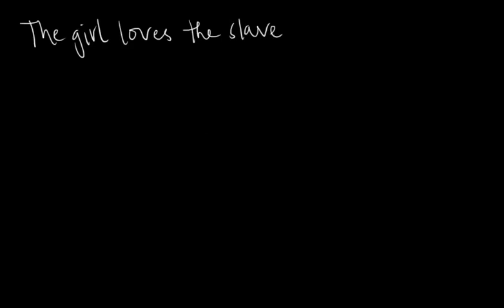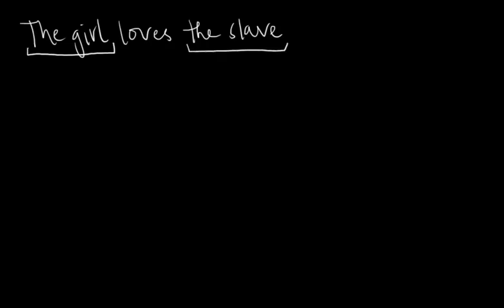So let's have the girl loves the slave. Now we're going to use some sort of Latin-y vocabulary. You know, that makes it easier to translate in a couple of minutes' time. But first of all, let's identify where our nouns are in the sentence. So it's pretty simple. We've got a noun here and we've got a noun here.